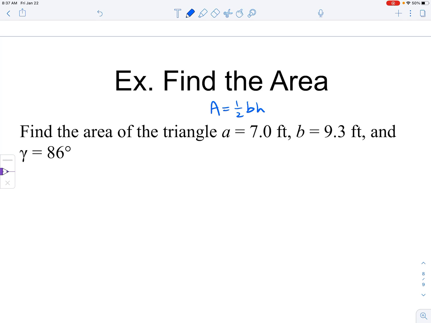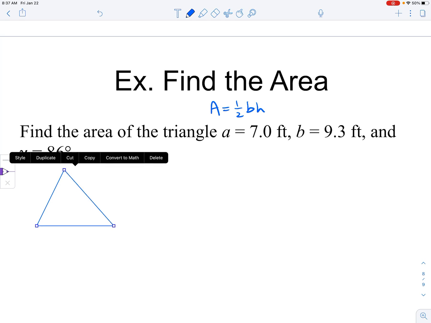For me, the picture really helps here. This is not going to be an accurate picture. It is just a sketch to get an idea of what I am given and what I might need to solve for. Okay, so gamma is 86 degrees. Side A is 7 feet.